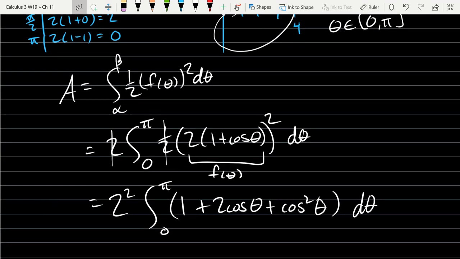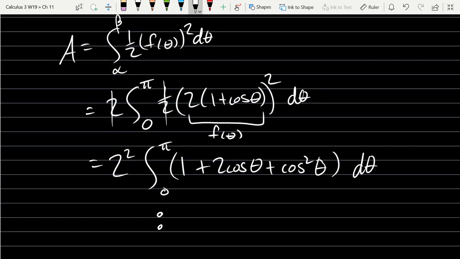Okay, so you are in calculus 3. So I think it might be somewhat insulting to finish this integral right now. You should be able to finish this integral on your own. So I'm going to leave it here. And in the notes, I'm just going to go dot, dot, dot.